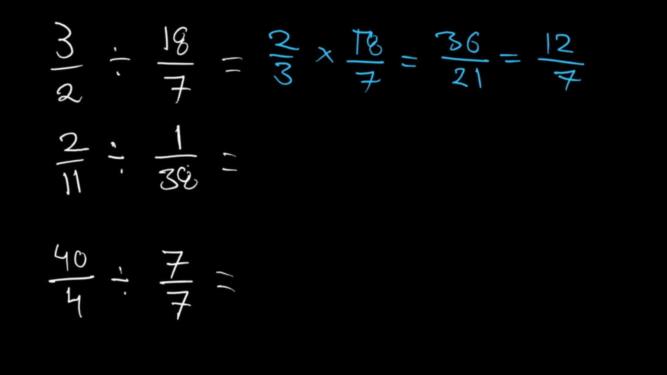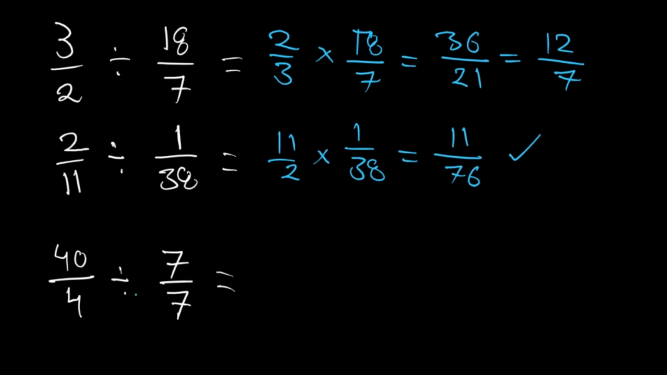2 over 11 divided by 1 over 38. Flip one of the fractions. So I'm choosing to flip the first one, then it becomes a times 1 over 38, which equals 11 times 1, 2 times 38, which is 76. So the answer is 11 over 76.